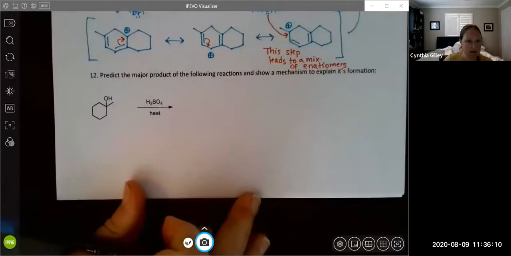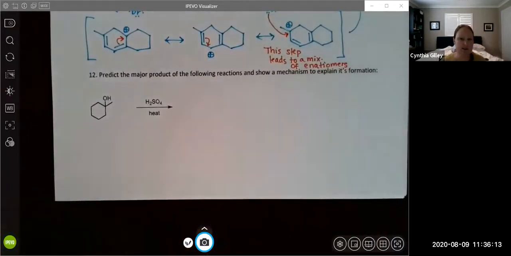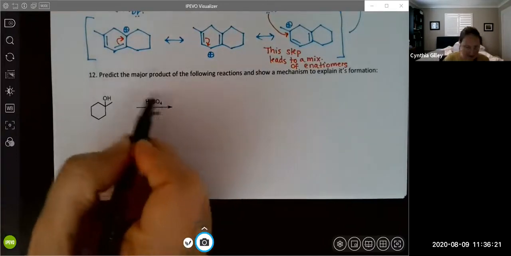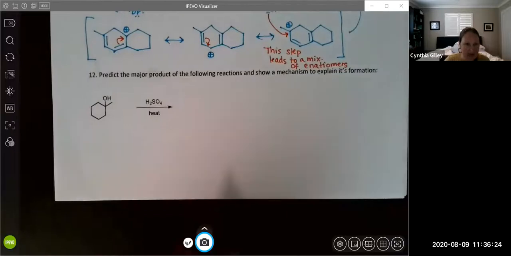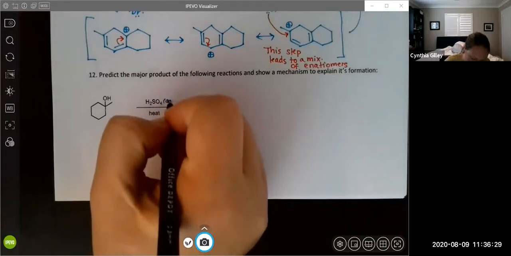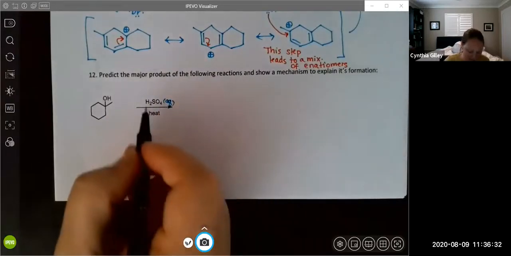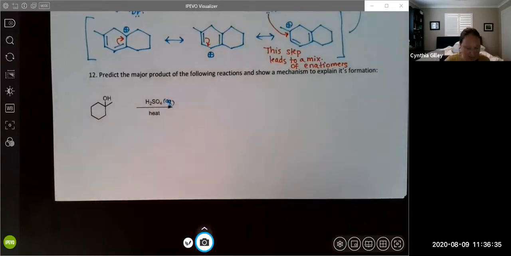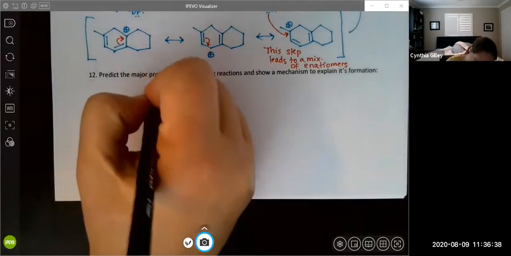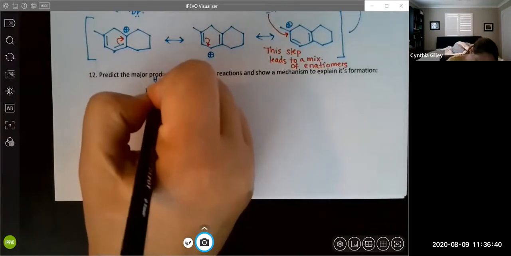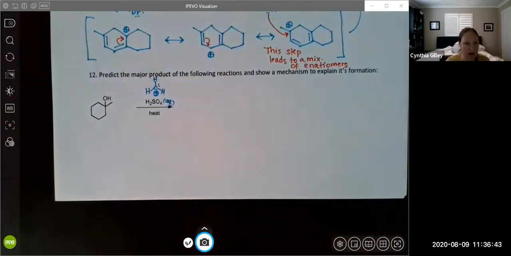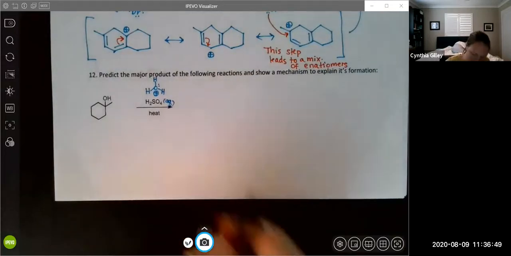Okay, next is predict the major product of the following reactions and show a mechanism to explain its formation. Okay, so when it says acid, that H2SO4 cannot exist in a reaction by itself. It's going to be aqueous. Even if it doesn't say aqueous, it's going to be aqueous, which means that an aqueous solution of sulfuric acid is really just hydronium ion in solution and water. So what we have in solution is really hydronium ion and water. Heat is a dead giveaway that this is going to be doing an E1.